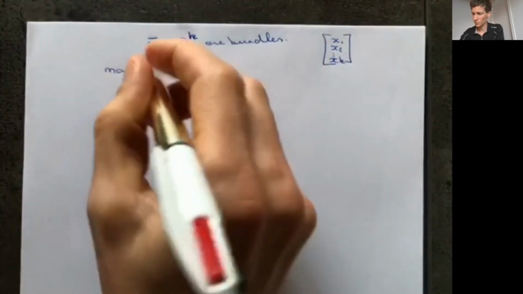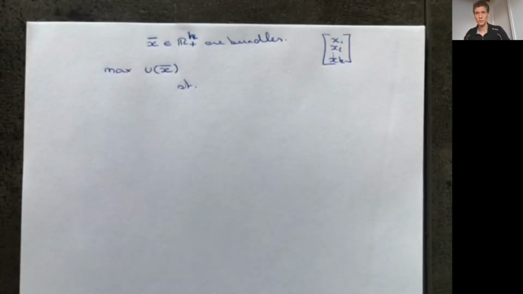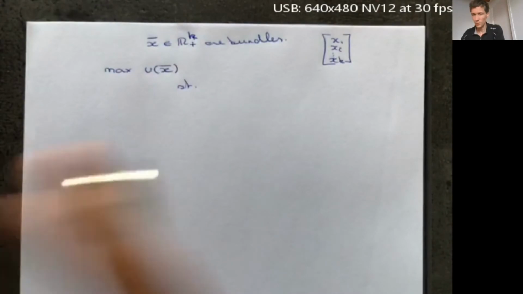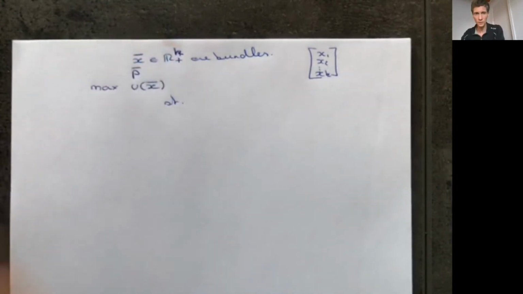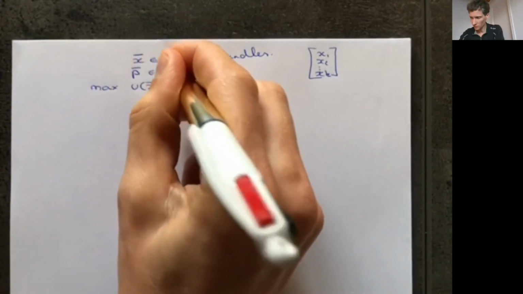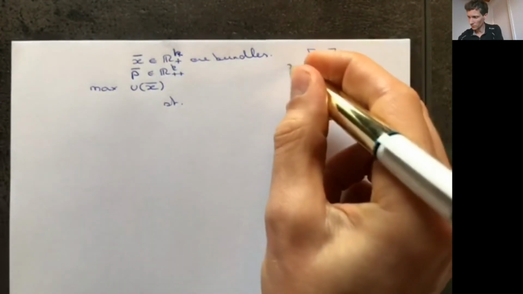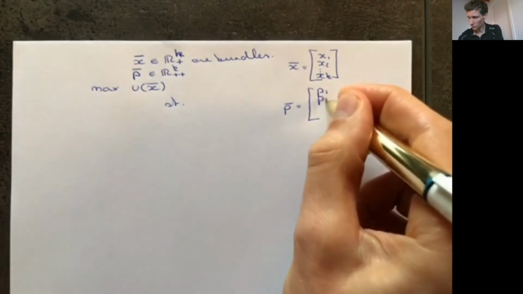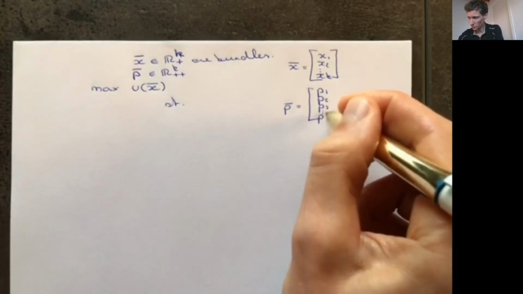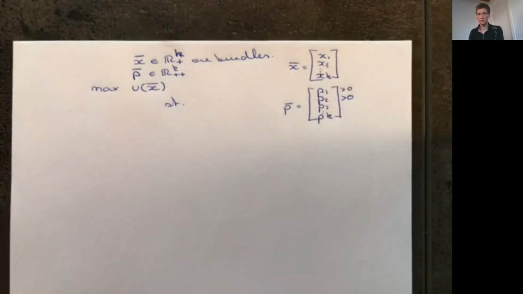And what is the consumer doing? He's maximizing the utility of consuming the bundle x, subject to the fact that x is in the budget constraint. How can we define the budget constraint? Normally we do this by defining a price vector p, which is in R^k_{++}, so strictly positive prices. The price vector p is the price of good 1, the price of good 2, the price of good 3, until the price of good k. All these are strictly positive, all prices are strictly positive.